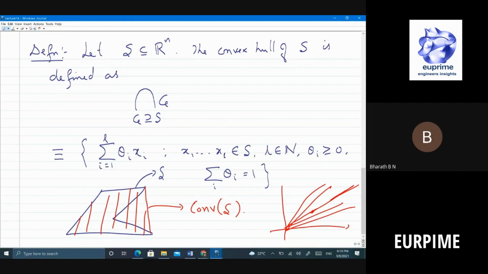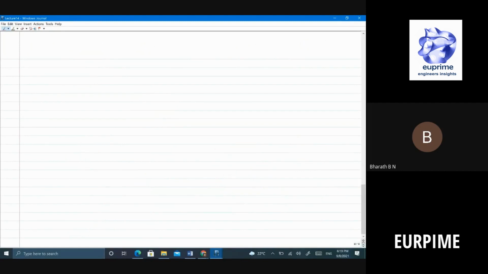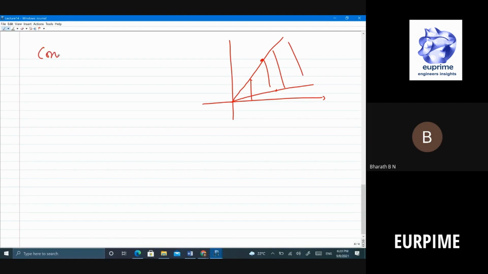What about 2 points? Suppose I have this. Let's say I have 2 points here and here. What is the conic hull of this? Yeah, so basically I have, this is the conic hull, this is the conic hull, and all the points between them are also, right? This is the conic hull, right? I will leave this as an exercise. So the conic hull, as a reading exercise.